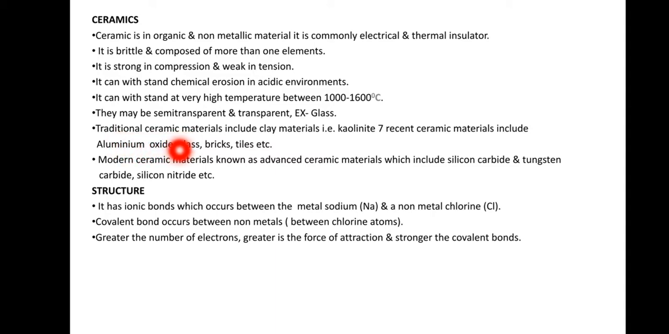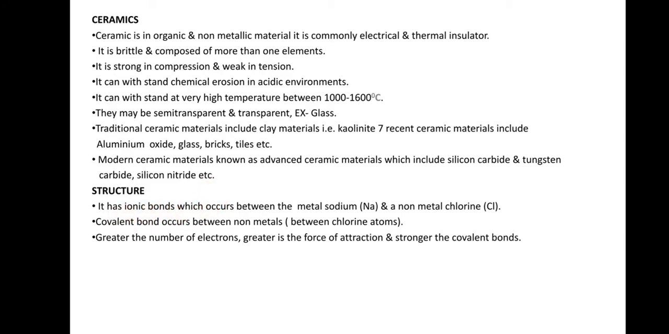Under the traditional ceramic material category we consider kaolinite, okay, aluminum oxide, glass, bricks and tiles. Modern ceramic materials are also known as advanced ceramic materials, which include silicon carbide, tungsten carbide, silicon nitride, etc.